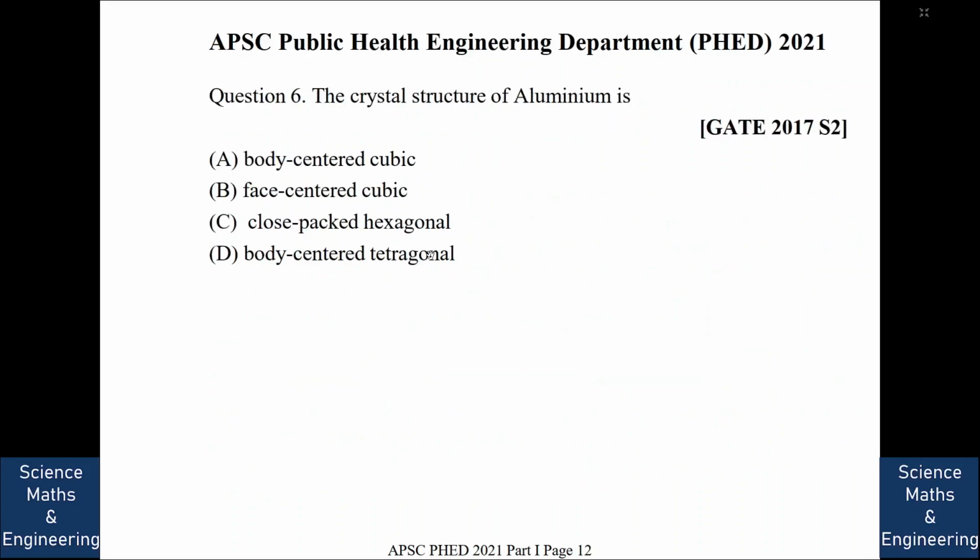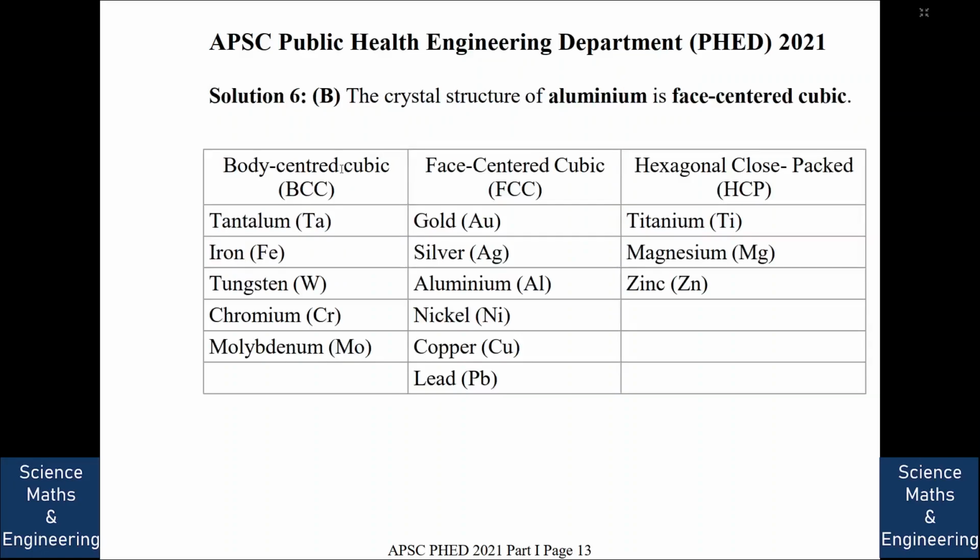The crystal structure of aluminium is A. Body centered, B. Face centered, C. Close pack hexagonal, or D. Body centered tetragonal. So the answer is, it is a face centered cubic structure. I've also given the structure of some of the other elements for future reference. So we'll go to the next question.